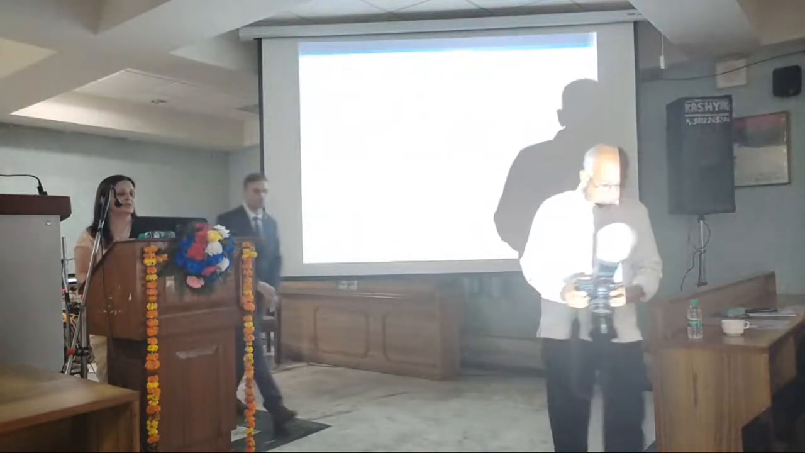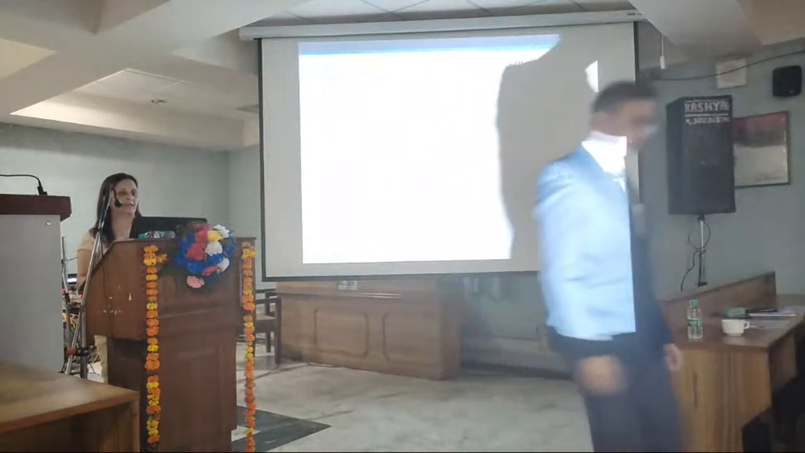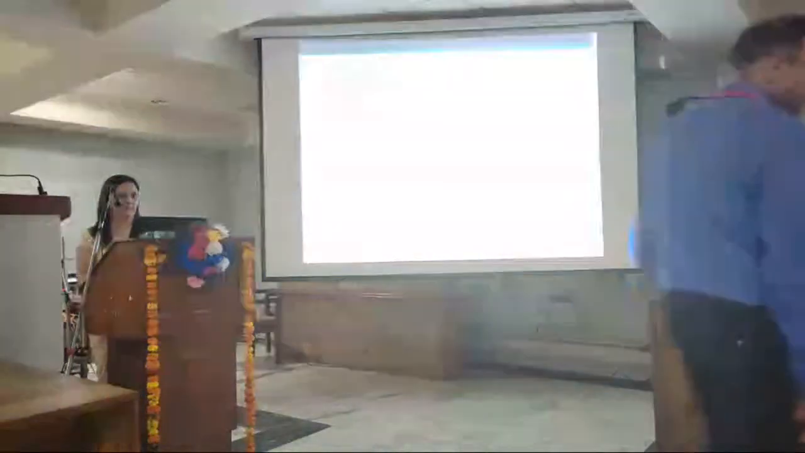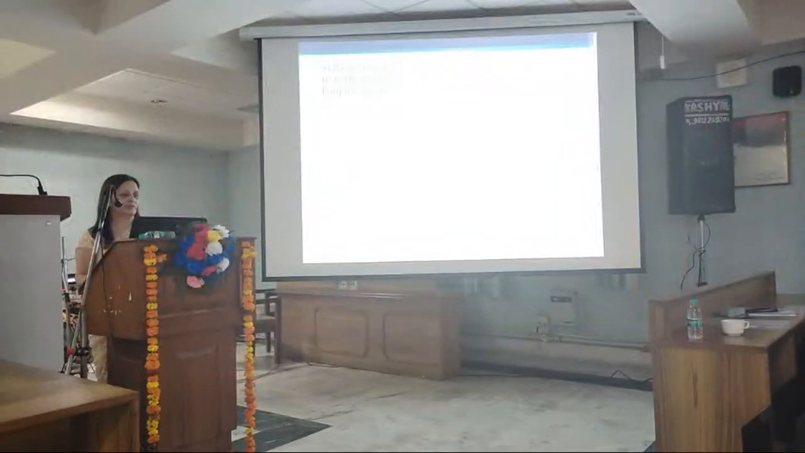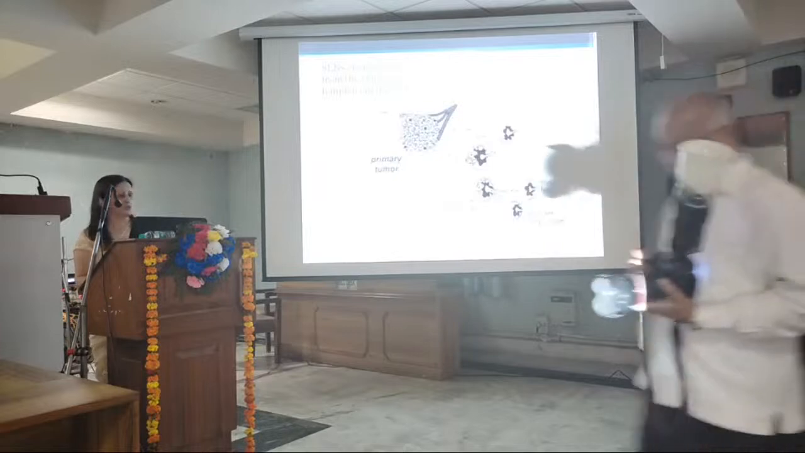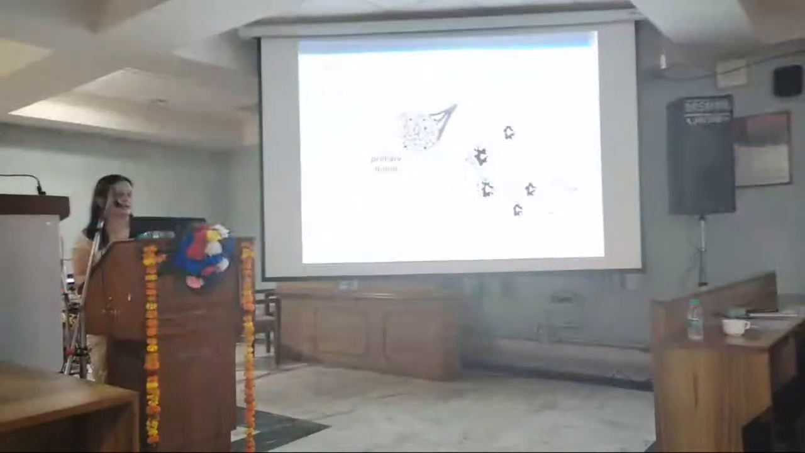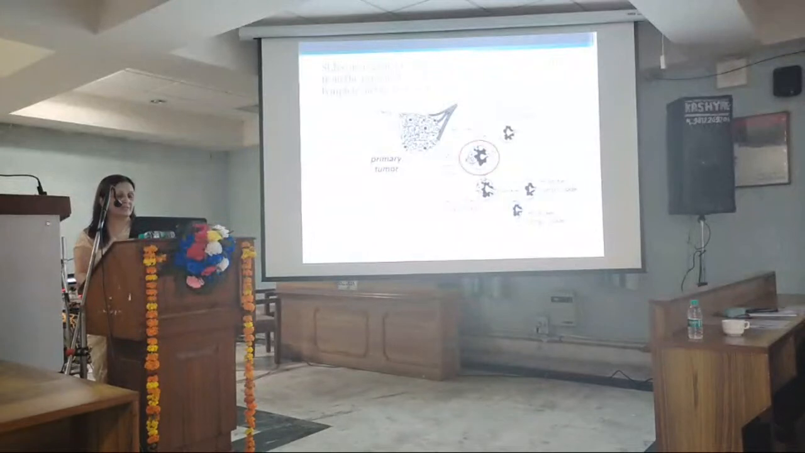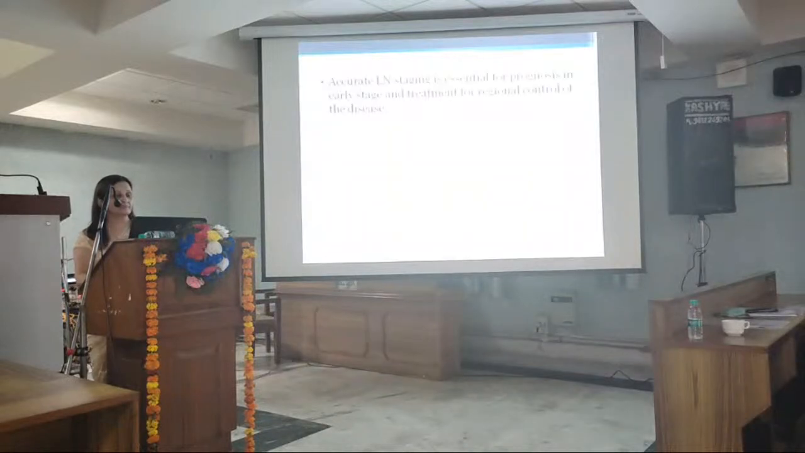Sentinel lymph node is basically a regional lymph node that directly drains the lymph from the primary tumor. That is, it is the first node to receive lymph carrying metastatic cells. Likewise, we can see here the primary tumor, vascular supply, and then the lymphatic drainage. This is the first tier lymph node, which we are talking about, the sentinel lymph node. Then there are second tier and third tier. Why is it important? Because accurate lymph node staging is important for prognosis of the disease and for the regional treatment of the disease.